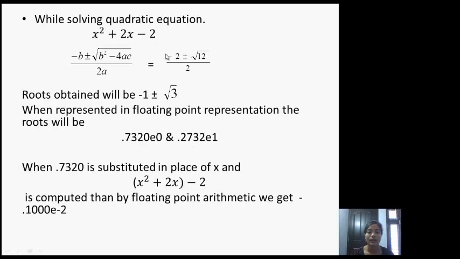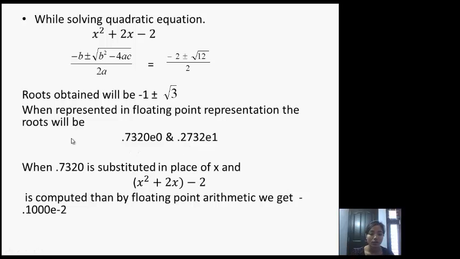Now, while solving a quadratic equation, that is, x^2 + 2x - 2, we know that the root of this quadratic will be (-b ± √(b^2 - 4ac)) / 2a. Here b is 2, a is 1 and c is -2. By substituting these values in the formula, the roots obtained will be -1 ± √3. When represented in floating point, -1 + √3 will be 0.7320 and -1 - √3 will be 0.2732 × 10^1.